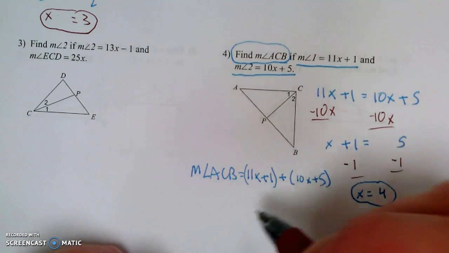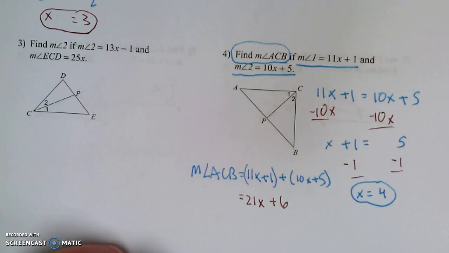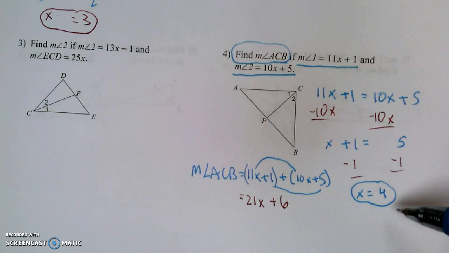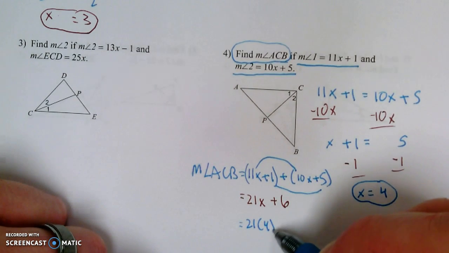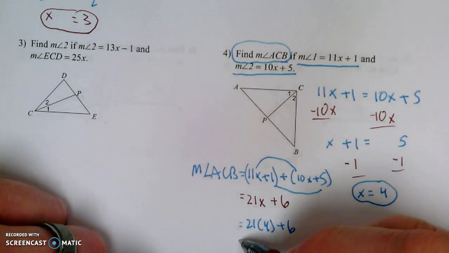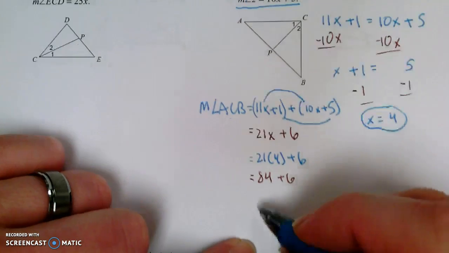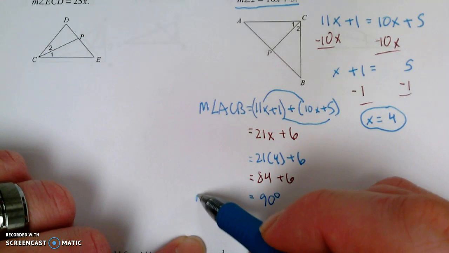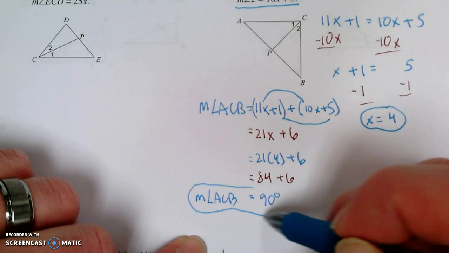Combine like terms: 10x and 11x is 21x, and 1 and 5 is 6. And we're going to substitute 4 in here. So it equals, let's see now, 21 times 4 is 84, plus 6. And 84 plus 6 is 90. So the measure of ACB equals 90 degrees.